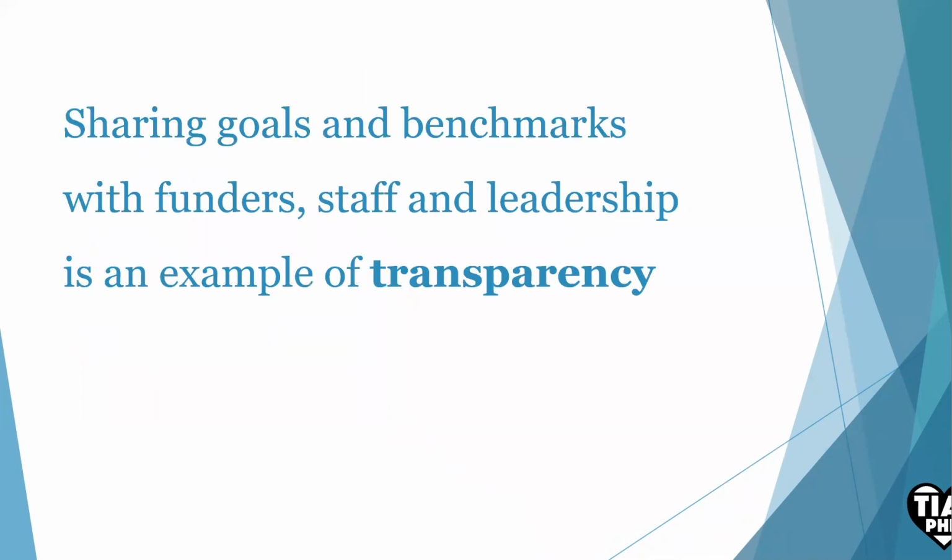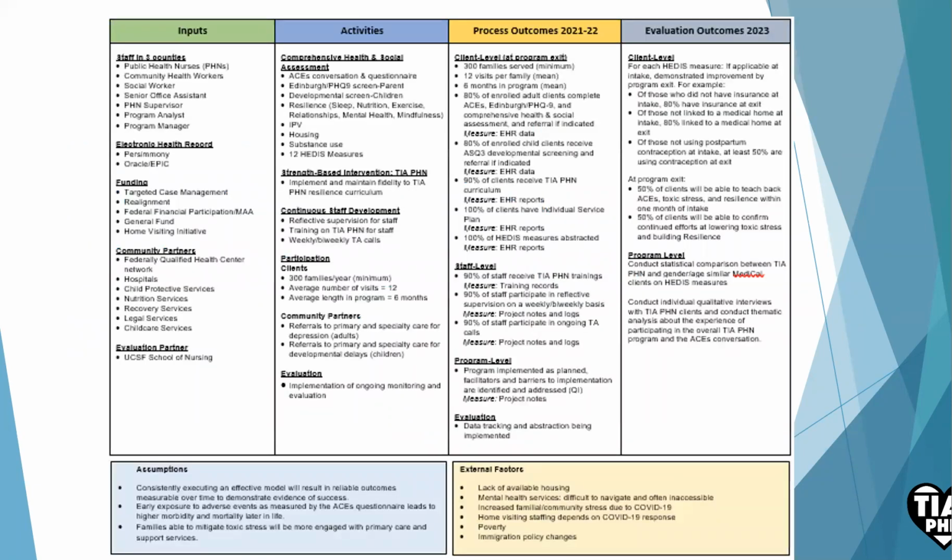First, let's look at transparency. So we looked at how we were sharing goals and benchmarks with funders, staff, and leadership. And in this example of transparency, it was our logic model that we changed. So this may be an eye strain, but do remember that this logic model is part of our TIA PHN guidebook as well. In the logic model, we made very clear what it was we were assuming about the clients we serve and what external factors we had as challenges to meeting their needs.